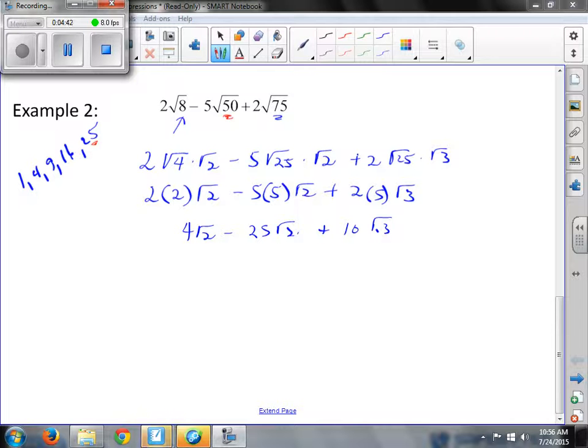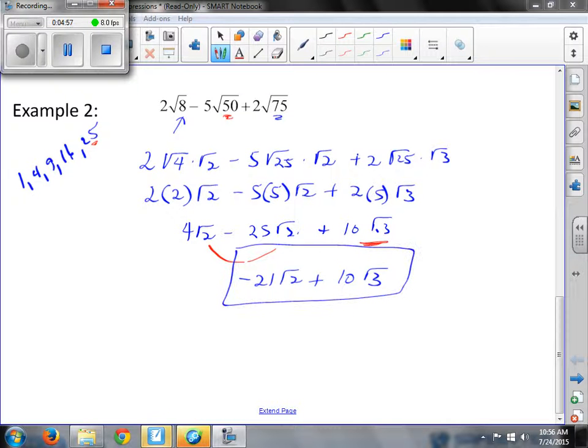So we have this pair's like terms. This one is not a like term. So we can combine only the like terms. Positive 4 and negative 25 would be negative 21 square roots of 2 plus 10 square roots of 3. These are not like radicals, so we can't combine that any further.